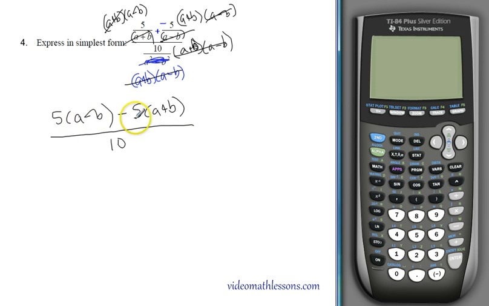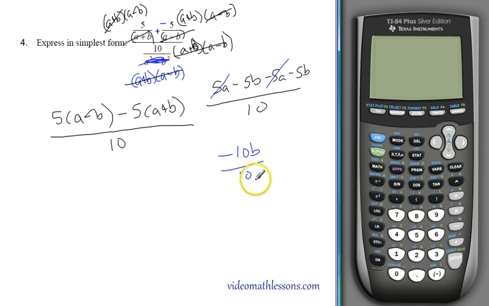Now, let's clean up this upstairs. All right, let's distribute. So I get a 5a minus 5b, careful of the negatives, minus 5a minus 5b, all over 10. What's nice is the 5a's cancel. Negative 5b is negative 10b over 10. Those cancel. We get negative b. That's pretty good too. A lot better than that last cosine problem though.